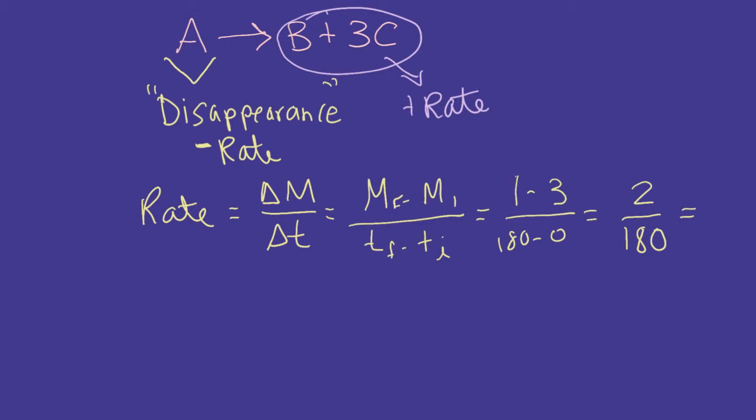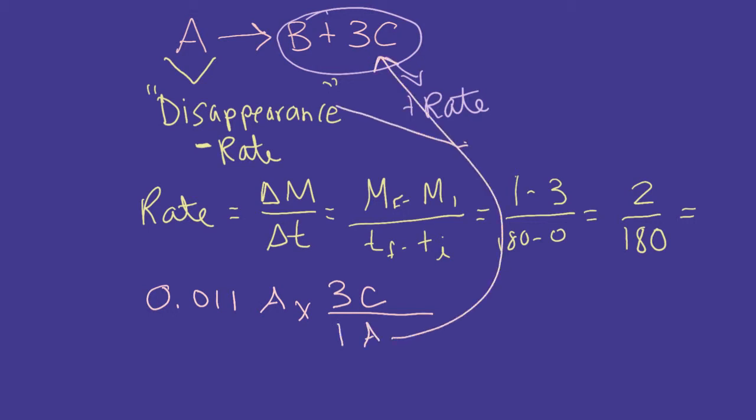Okay, so if we want to do C, we have again the 0.011, that's for A, right? That's the molarity per second for A, times... Well, for every one A that you lose, you produce 3 C's. So it's going to appear 3 times faster than what A disappears. And again, this is coming from the mole ratio, the stoichiometric ratio that's in the balanced chemical equation.